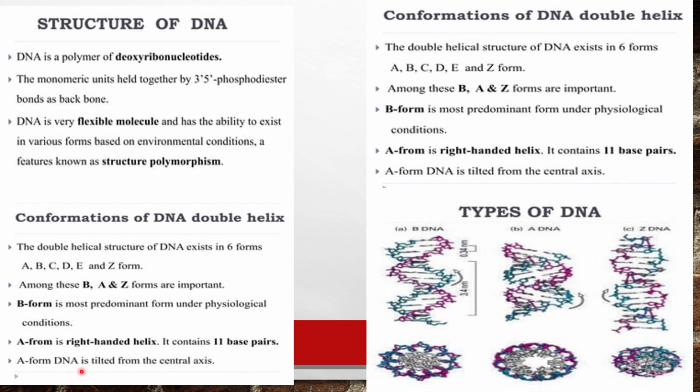Then A form DNA is tilted from the central axis. So these are the structures of various kinds of DNAs: B-DNA, A-DNA, Z-DNA. So the double helical structure of DNA exists in these forms.